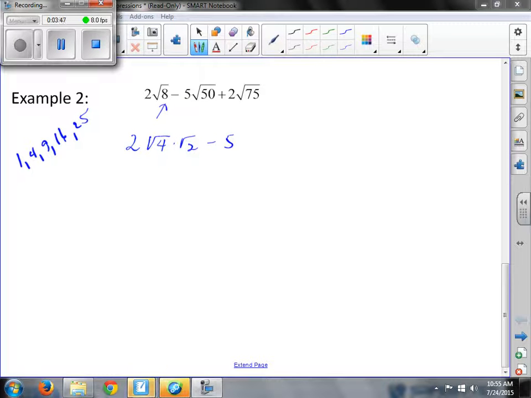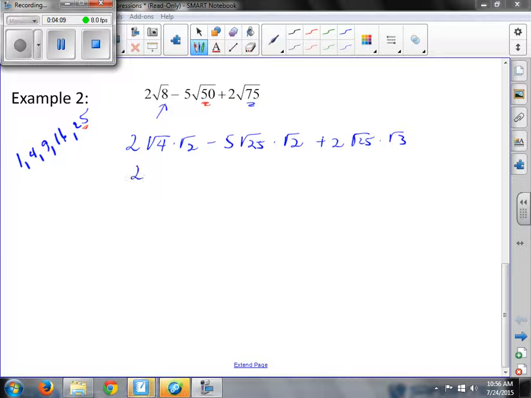Now what perfect square goes into 50? Well, that would be the 25. So we're going to change the 50 to the square root of 25 times the square root of 2. Plus 2. What perfect square goes into 75? That would also be 25. Square root of 25 times the square root of 3.